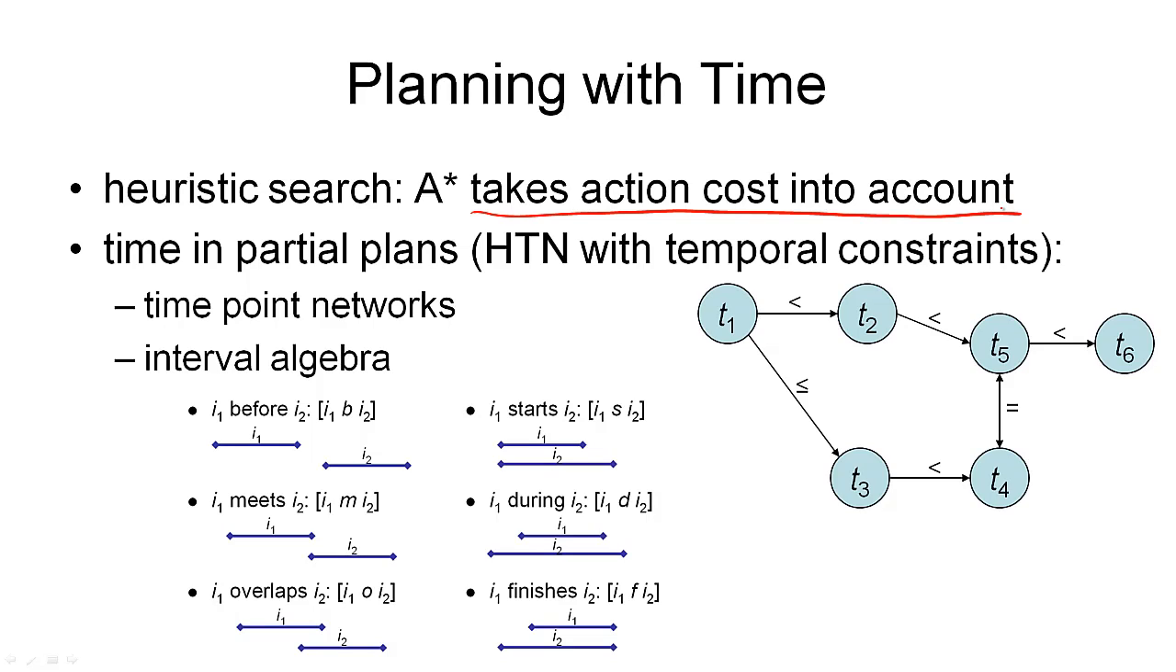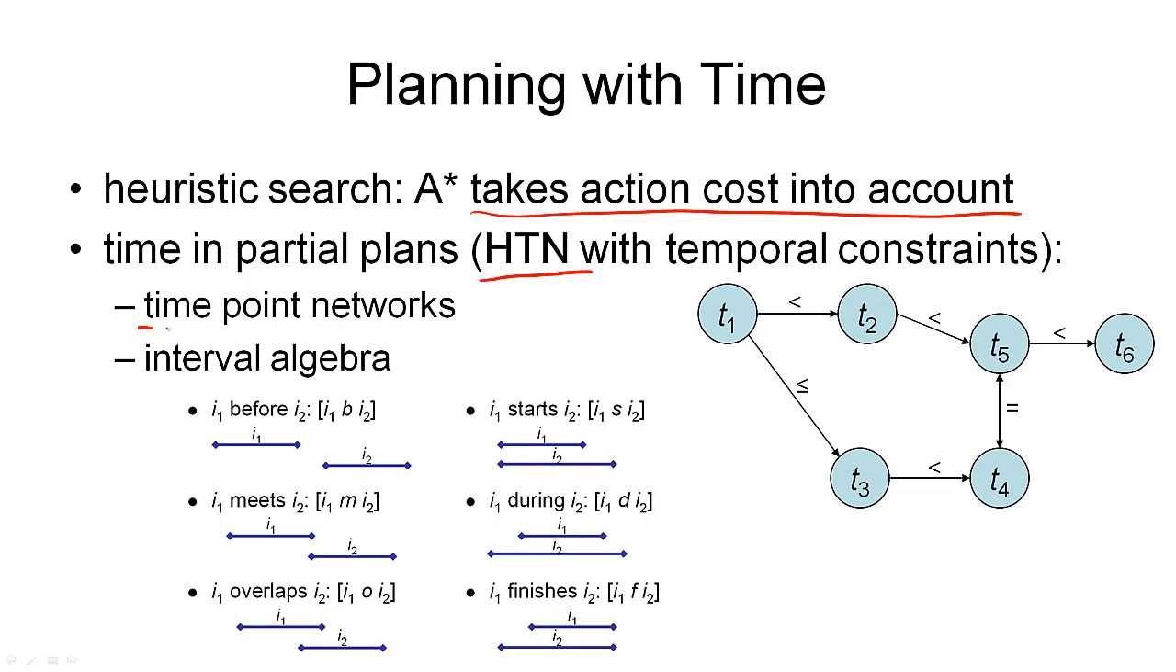And in fact, the FF planner we have seen last week has been extended in this way to take time into account. A different approach that is often used in conjunction with partial plans, and specifically in conjunction with HTN planning, is to use a temporal constraint manager as a plugin component to the planner. And there are two flavors of it that are quite well known.